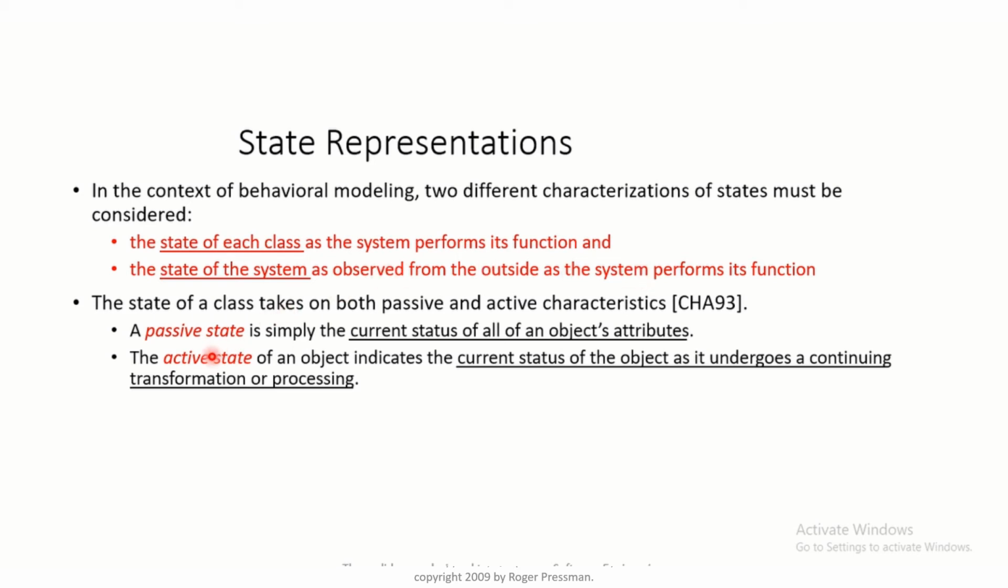Furthermore, we can see that a class can take passive and active characteristics. Passive state simply tells you about the current status of all of the object's attributes. The important thing to focus on is that it tells you about the current status of all of the object's attributes. And the active state means that you need to focus on the continuing transformation or processing. It's the transition from one state to another. This is known as the active state of a class.